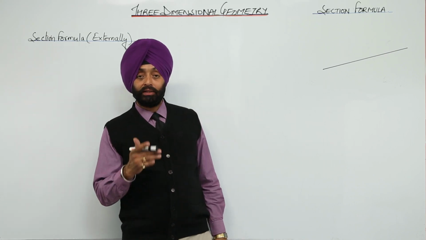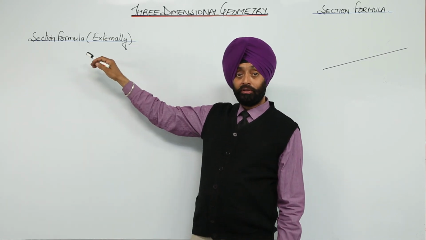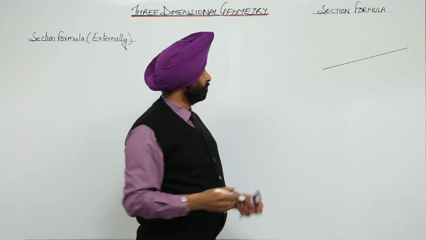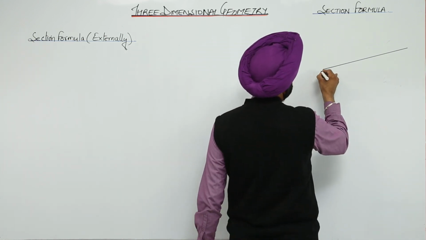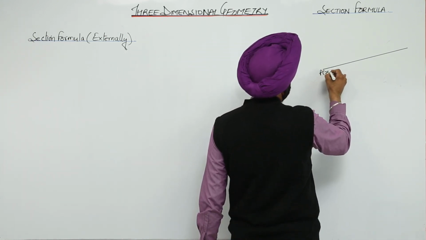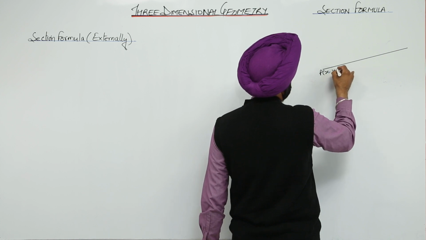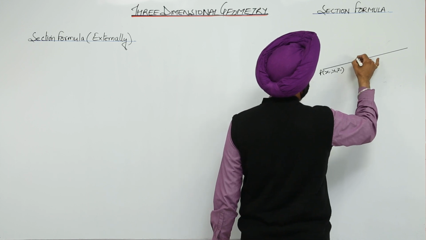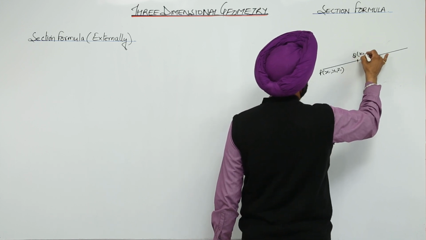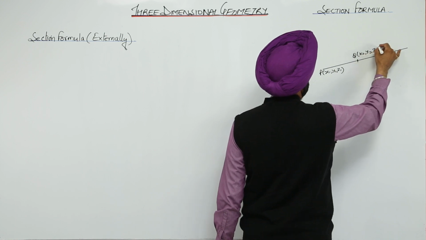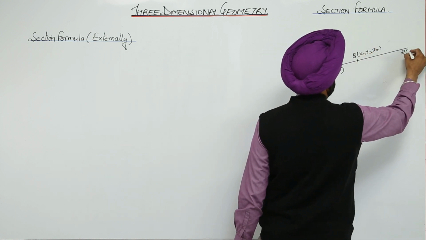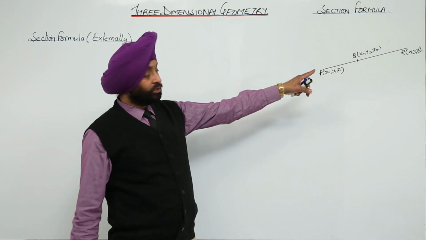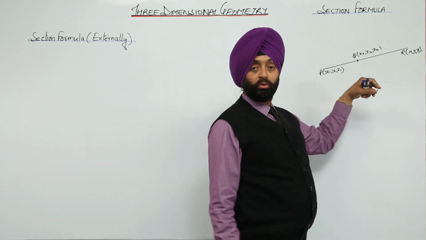Now let us write the relation related with the section formula when the point divides the line segment externally. Here let this point be P, x1 y1 z1, let this point be Q, x2 y2 z2, and let this point be R with x, y and z. Now this clearly shows that R divides PQ externally.